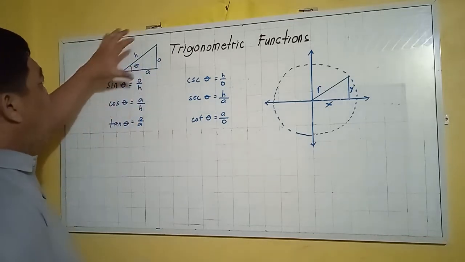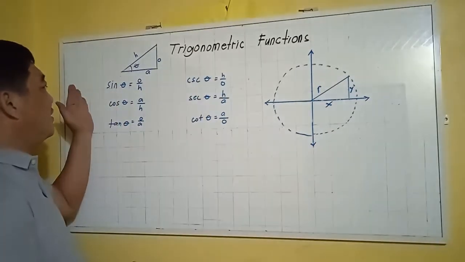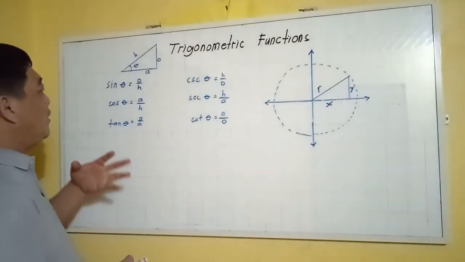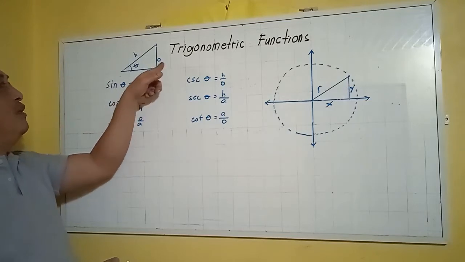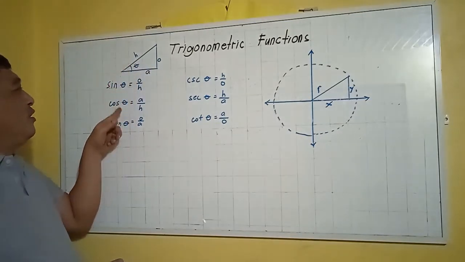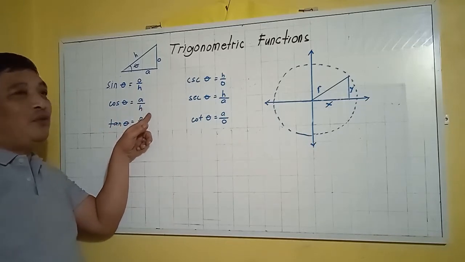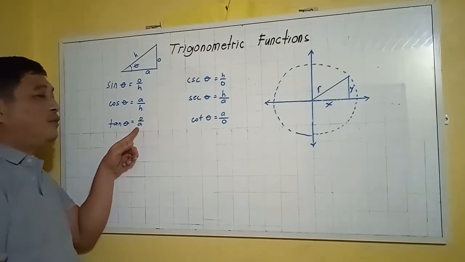Out of this right triangle, we have 6 trigonometric functions. Ang tawag nga dito sa sine, cosine, tangent is the SOHCAHTOA. SOHCAHTOA stands for: sine theta is equal to the ratio of opposite over hypotenuse. Cosine theta is equal to the ratio of adjacent over hypotenuse. And tangent theta is equal to opposite over adjacent.